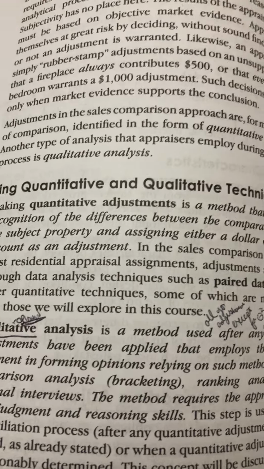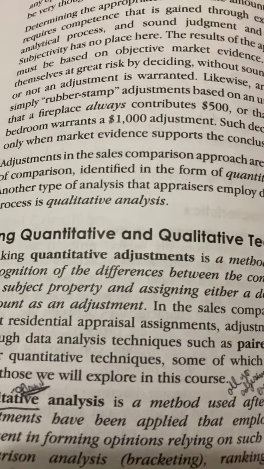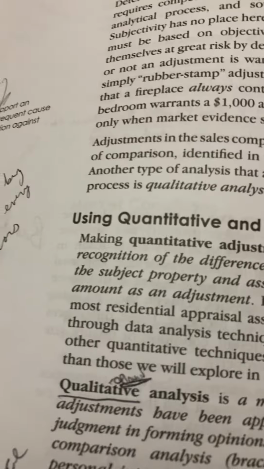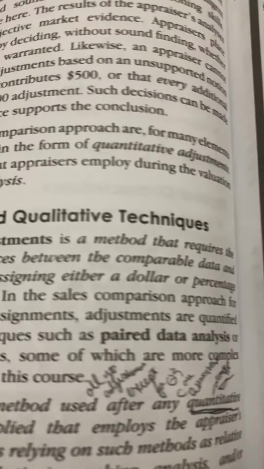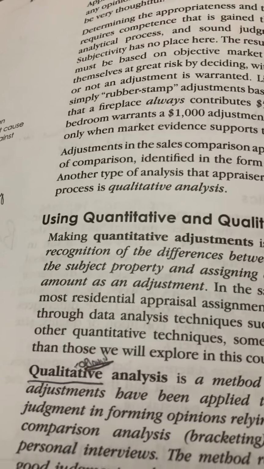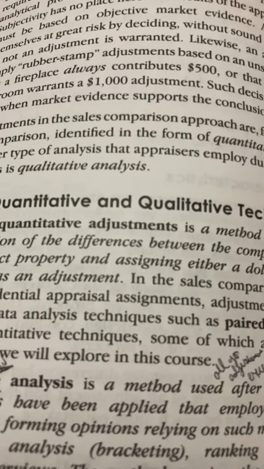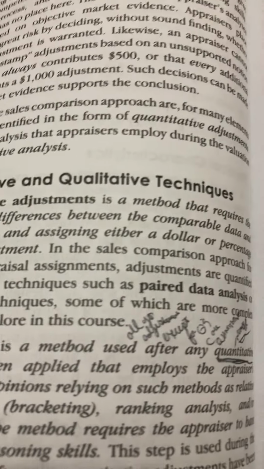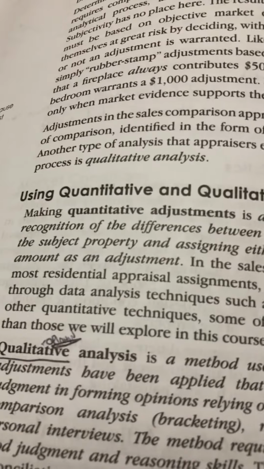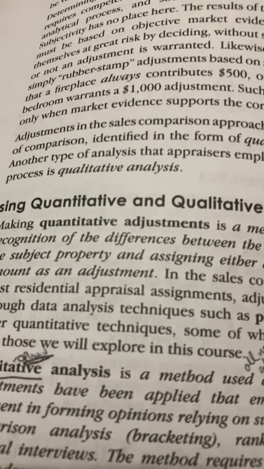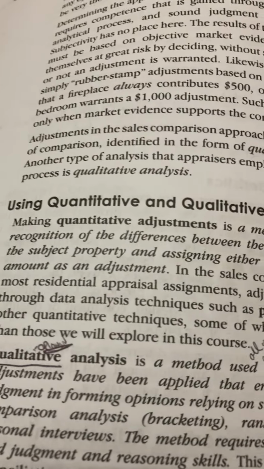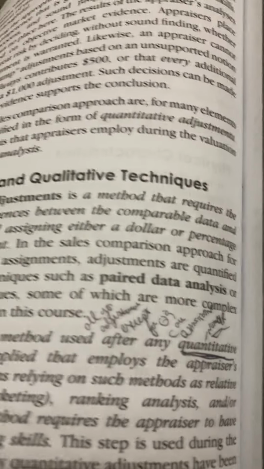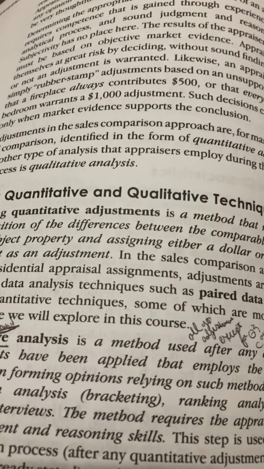Making quantitative adjustments is a method that requires the recognition of the differences between the comparable data and the subject property, and assigning either a dollar or percentage amount as an adjustment. In the sales comparison approach for most residential appraisal assignments, adjustments are quantified through data analysis techniques such as paired data analysis or other quantitative techniques, some of which are more complex than those we will explore in this course.